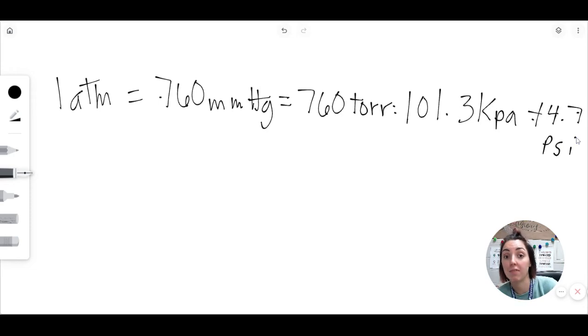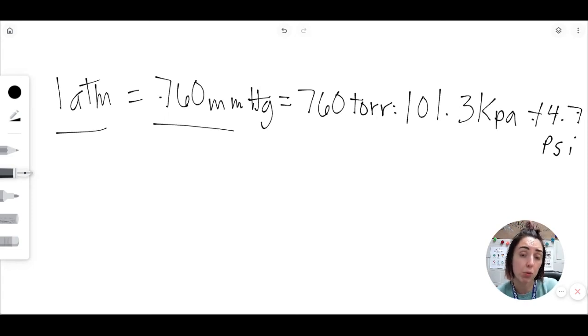But 14.7 PSI. PSI stands for pounds per square inch, which there's just so many words in that I don't like. It all sounds like garbage. We do not like imperial units, so we're going to convert out of that one as soon as humanly possible. But we are mostly going to stick with atmospheres, sometimes millimeters of mercury. Occasionally we'll see a kilopascal, kPa. We're mostly sticking with atmospheres.